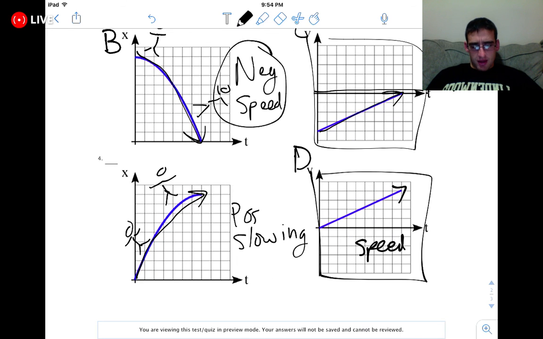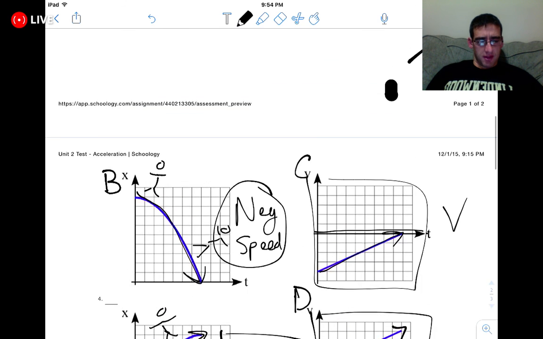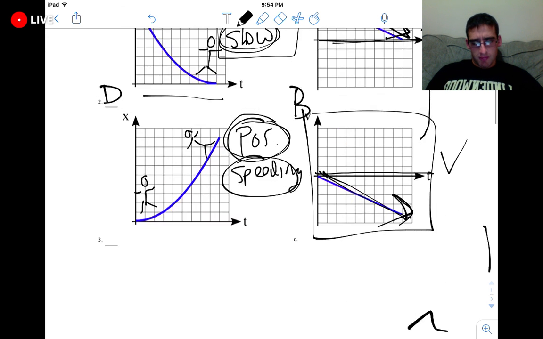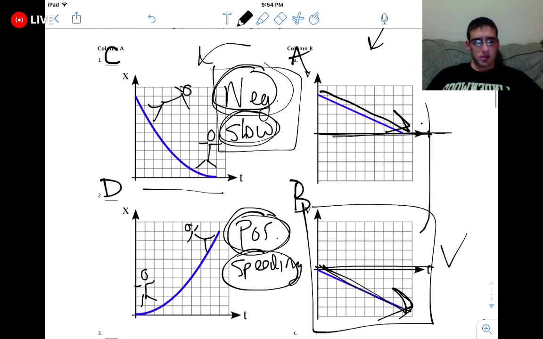And then finally, positive and slowing down. So I'm looking for above the line and going closer to 0. So there it is. Above the line, but getting closer to 0. So that's A. And that's A. Okay? So those are your correct answers for section 2.